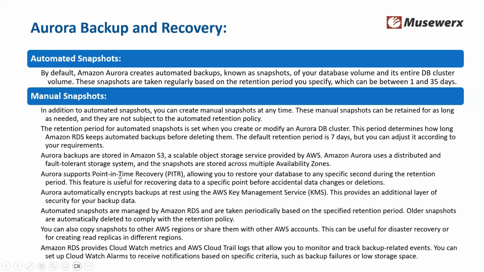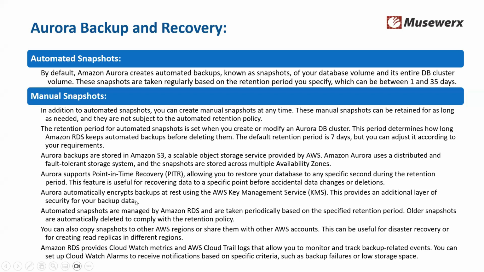Aurora supports point-in-time recovery, which allows you to restore your database to any specific second during the retention period. So PITR is super important. If you configure it for the serverless database, Aurora, it will allow you to restore your database to any specific second, which is super important and useful. This feature is useful for recovering data to a specific point before accidental data changes or deletion. Since the database is serverless, it is important that you have point-in-time recovery, especially for mission-critical databases.